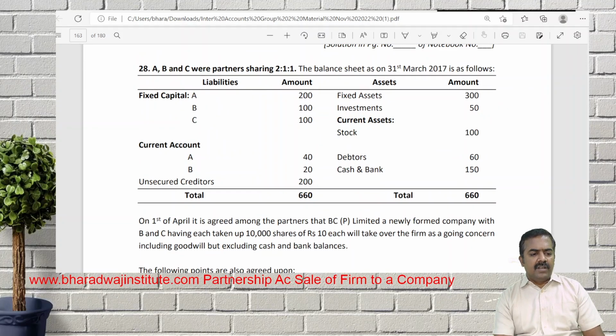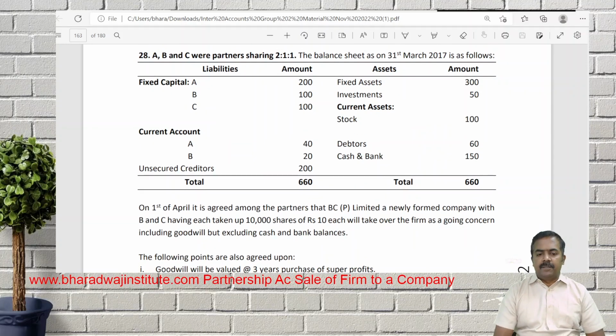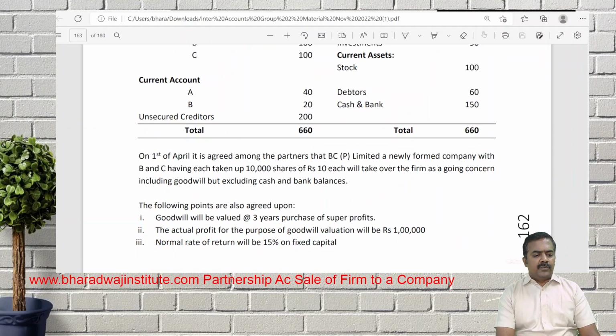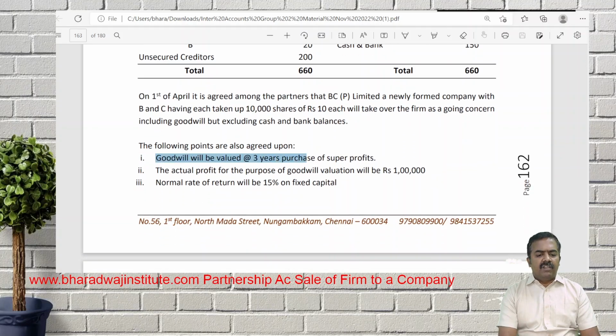This 28th question will look like same like amalgamation of companies. Read this. ABC were in partnership sharing which ratio? 2:1:1 ratio. The balance sheet is given to us. Fixed capital ABC, current account AB is given, unsecured creditors, fixed assets, investment stock, debtors bank is given. On 1st April, the new company will take over. What is a capital? 10,000 shares of 10 each will take over as a going concern. Goodwill will be valued at 3 years purchase of super profit.